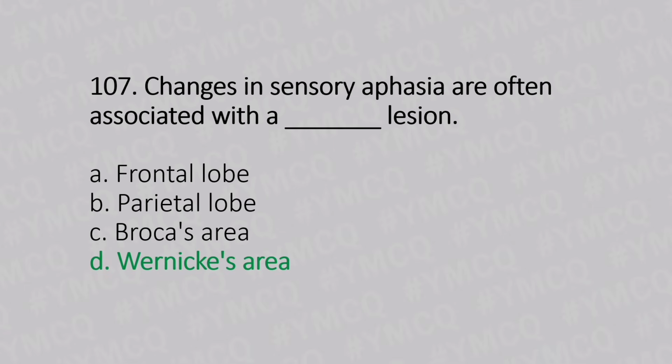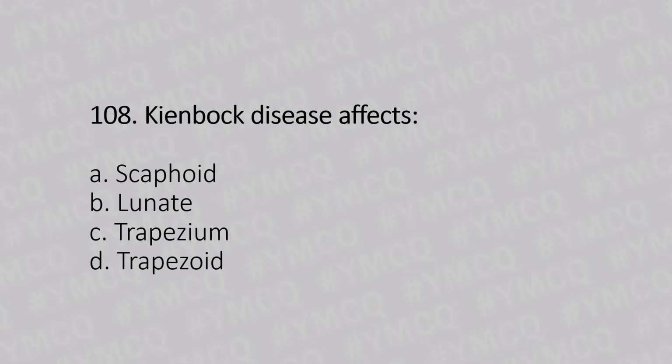Moving to our question number 108. Kienbock's disease affects option A, scaphoid, option B, lunate, option C, triquetrum, option D, trapezoid, and the answer is option B, lunate.